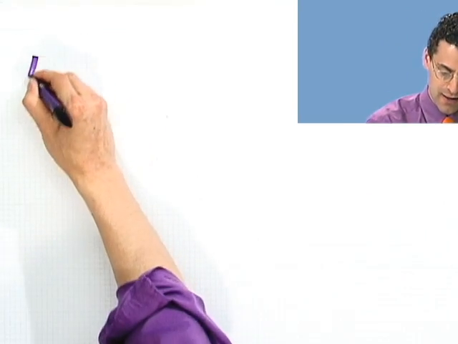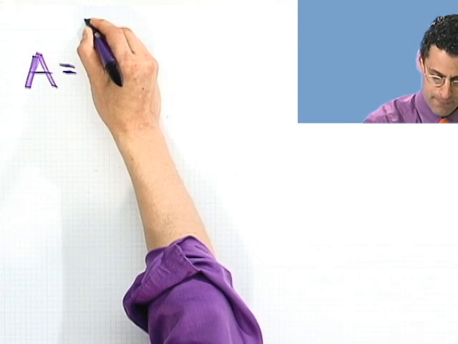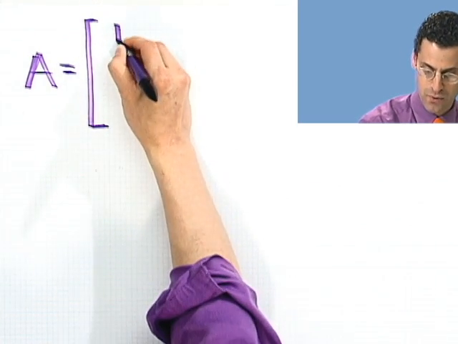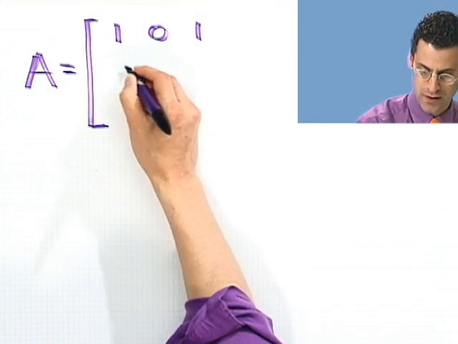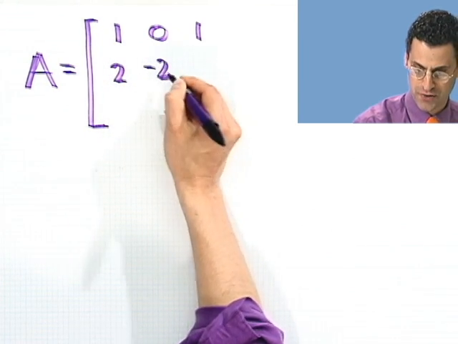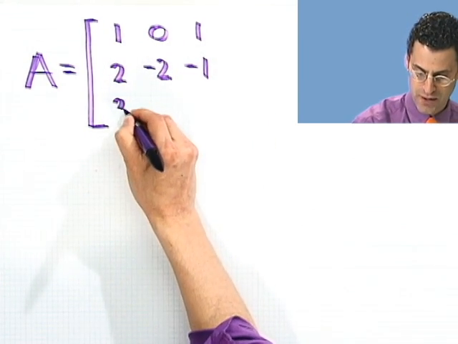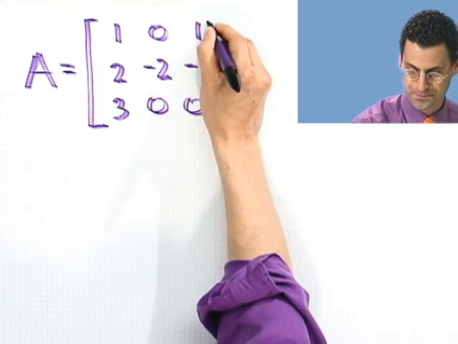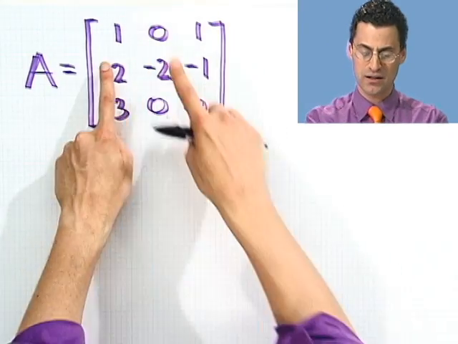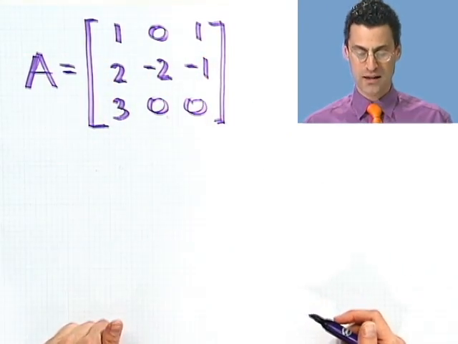Suppose the matrix A, which in fact is a 3 by 3 matrix, looks like this: 1, 0, 1; 2, minus 2, minus 1; 3, 0, 0. And my goal is to find the inverse of this matrix. What is that? That's going to be another 3 by 3 matrix that has the property, if I matrix multiply the inverse by this, I should get the identity. That's the matrix that has 1s along the diagonal and 0s everywhere else. Okay, so how do I proceed?